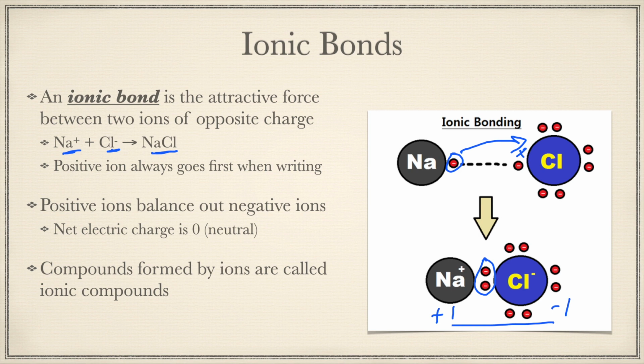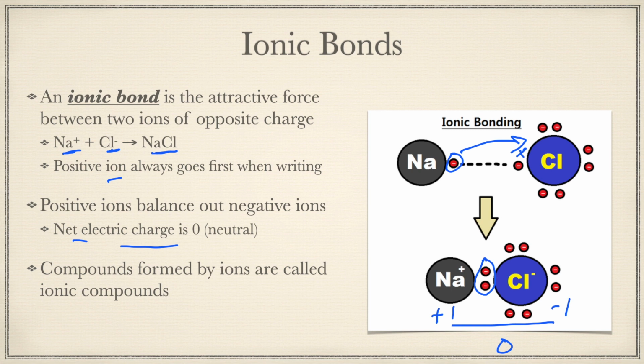When you're writing these formulas, the positive ion always goes first, and it's usually a metal. So sodium is a metal. Positive ions balance out negative ions. So the net charge, or the net electric charge, is 0. So it's always neutral. So these have to balance each other out. So if we do that with our sodium chloride, +1, -1, we have a 0 net charge.